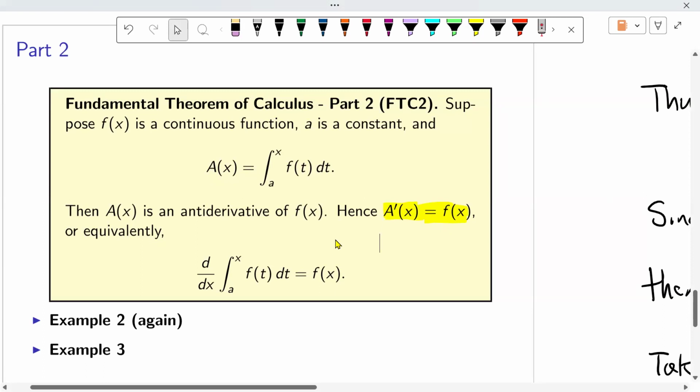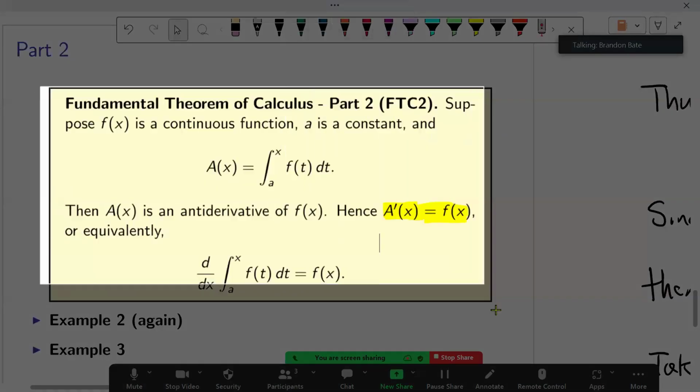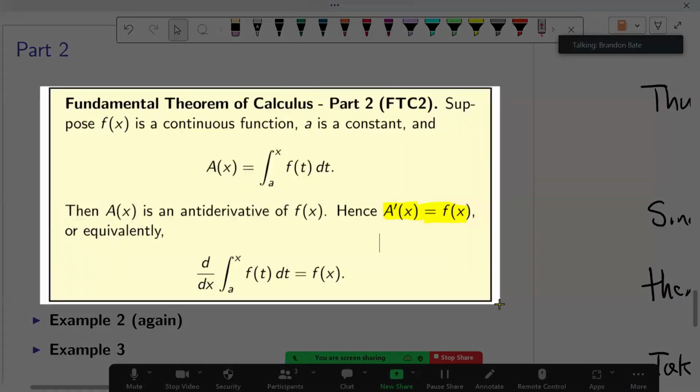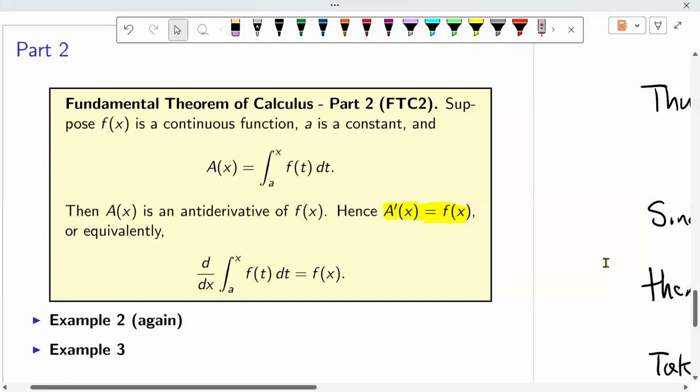And there's a lot of different ways you could say this. One way of saying this is A of x is the antiderivative of f, or is an antiderivative. Another way of saying A prime of x equals f is to take the d over dx symbol here and then plop your A of x in there as an integral. All of those are equivalent forms. And so I'm going to take a picture of this real quick and we'll work on example 2. This is called the fundamental theorem of calculus, part 2.